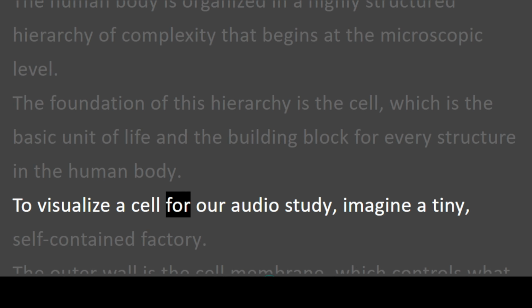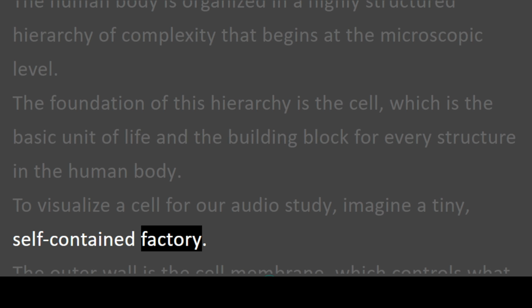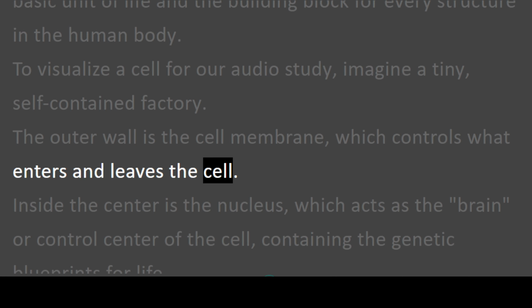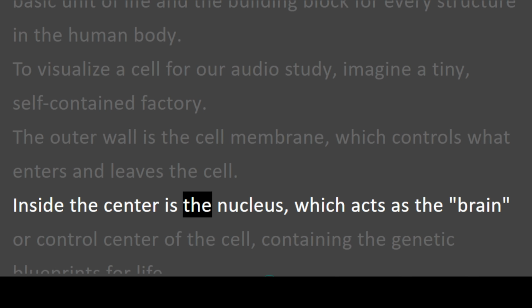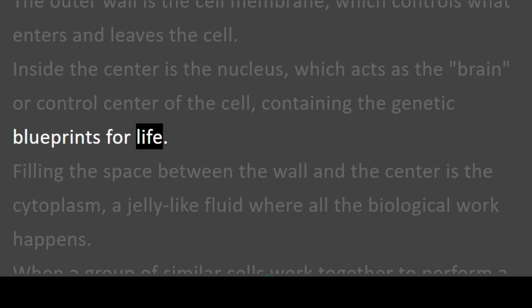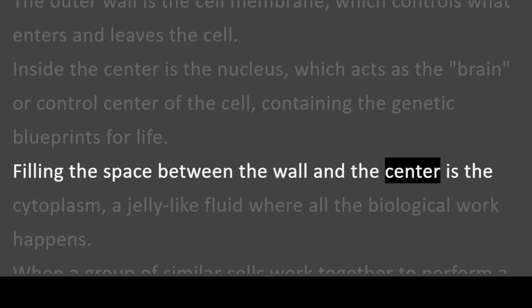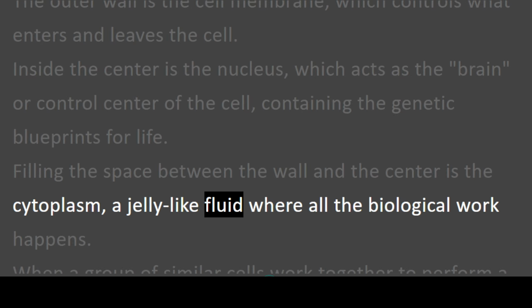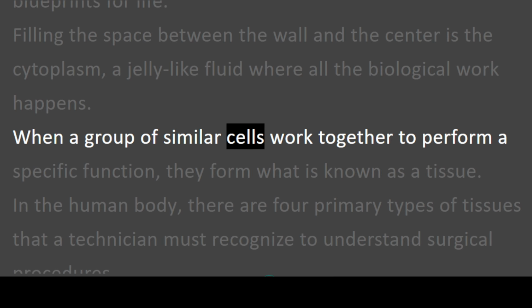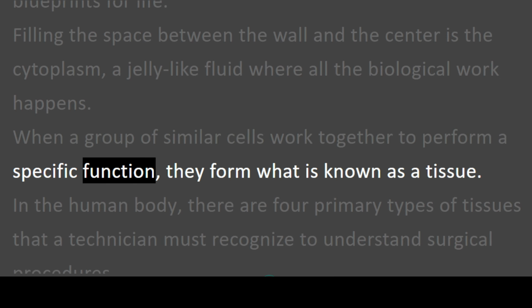To visualize a cell for our audio study, imagine a tiny, self-contained factory. The outer wall is the cell membrane, which controls what enters and leaves the cell. Inside the center is the nucleus, which acts as the brain or control center of the cell, containing the genetic blueprints for life. Filling the space between the wall and the center is the cytoplasm, a jelly-like fluid where all the biological work happens. When a group of similar cells work together to perform a specific function, they form what is known as a tissue.